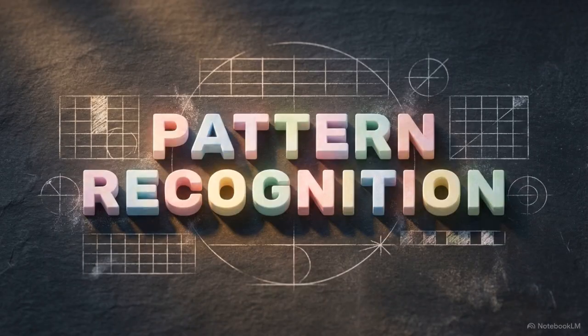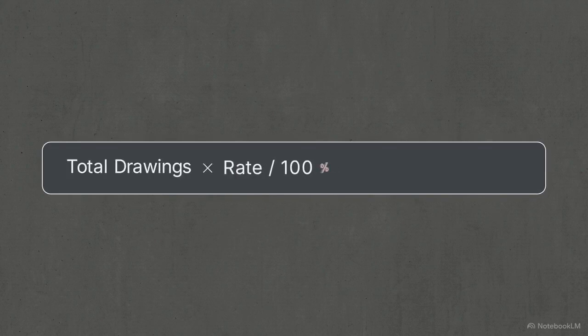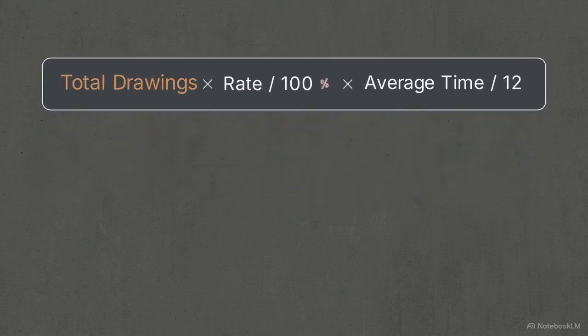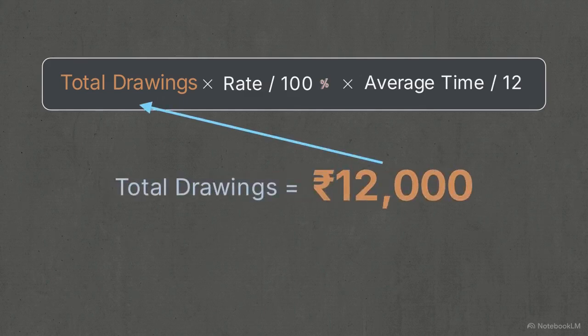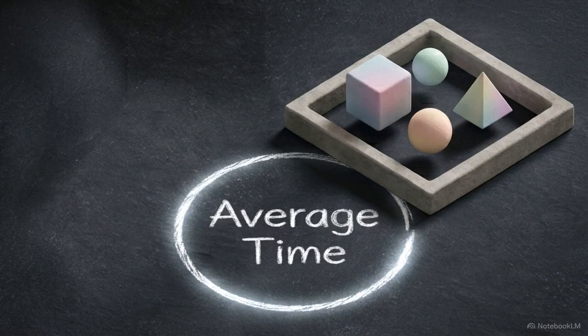For recurring intervals, we use the shortcut formula. The equation consists of 3 parts: total drawings, multiplied by the interest rate over 100, multiplied by the average time over 12. Note that the formula requires total drawings. A common mistake is using the single monthly amount of 1,000 rupees. You must multiply that by 12 to get the full annual figure. The only complex variable in this formula is determining the average time.